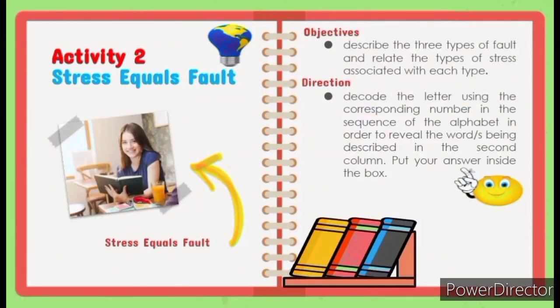Here's activity number 2. Stress equals fault. Objective: describe the 3 types of fault and relate the types of stress associated with each type. Direction: decode the letter using the corresponding number in the sequence of the alphabet in order to reveal the words being described in the second column. Put your answer inside the box. I will give you 10 seconds to answer this question again. Time starts now.